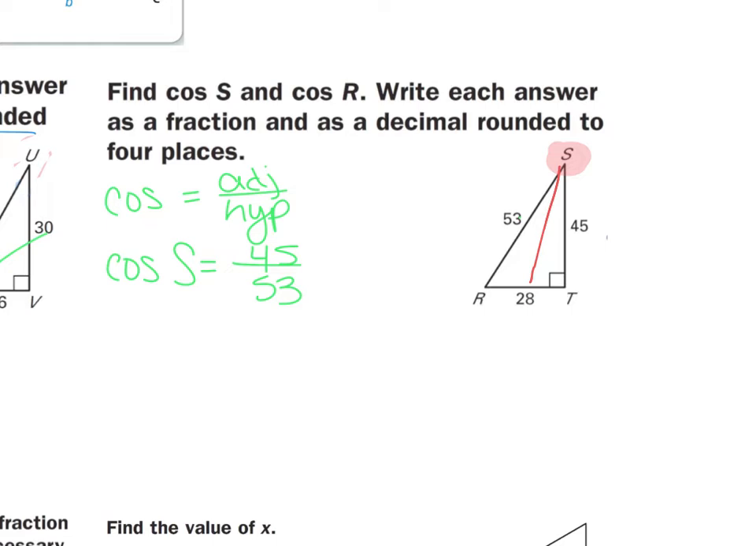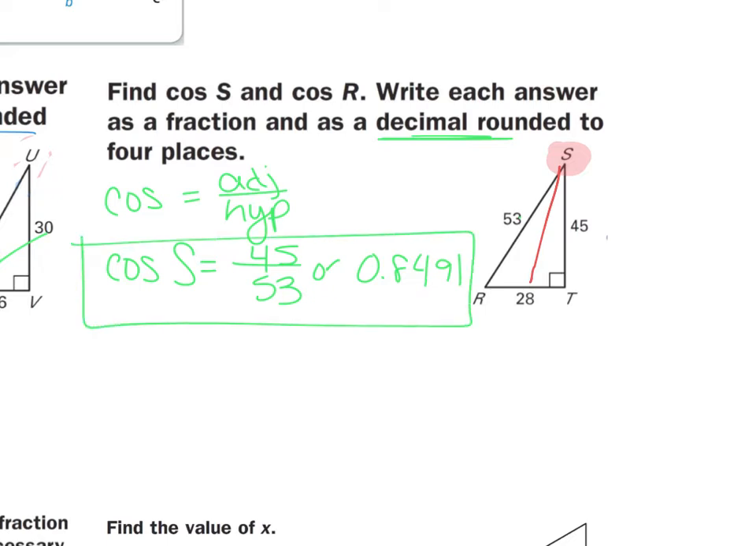Okay, can you reduce that? I don't believe you can. No, you cannot. So we're just going to leave it like that. But then we will put it, because they want it rounded as a decimal, rounded to 4 decimal places as well. So that would be 45 over 53, or 0.8491. So that's the cosine of S.